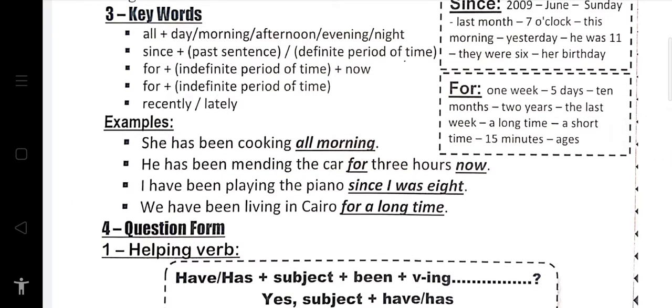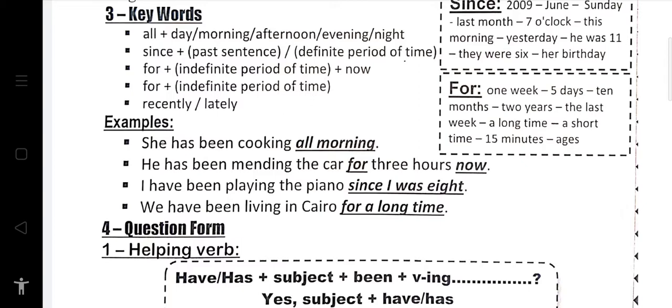Let's talk about some examples. She has been cooking all morning. He has been mending the car for 3 hours now. I have been playing the piano since I was 8. We have been living in Cairo for a long time.